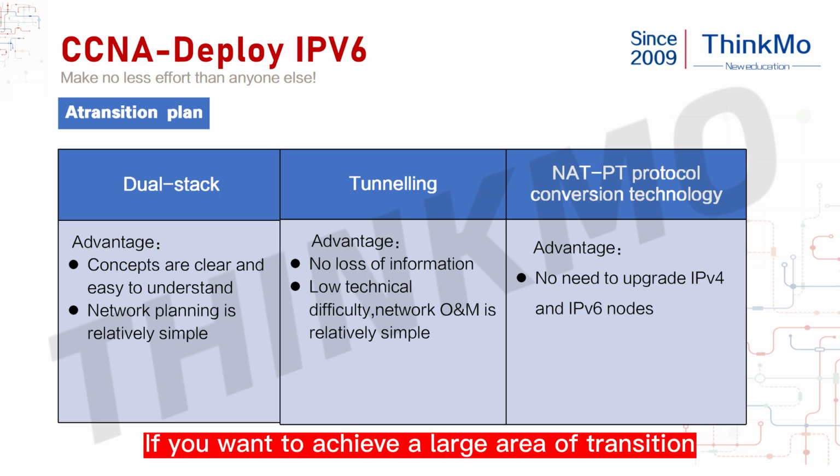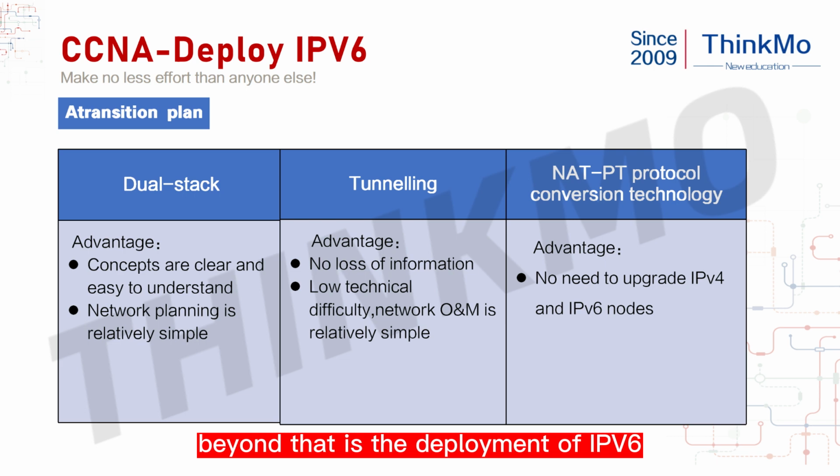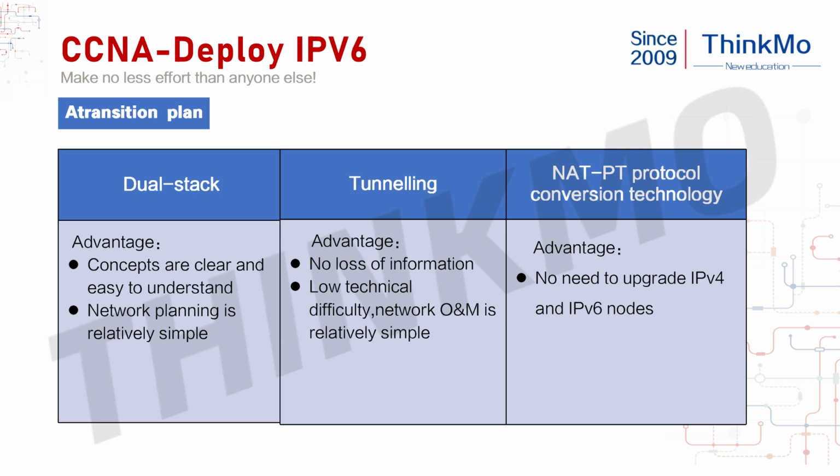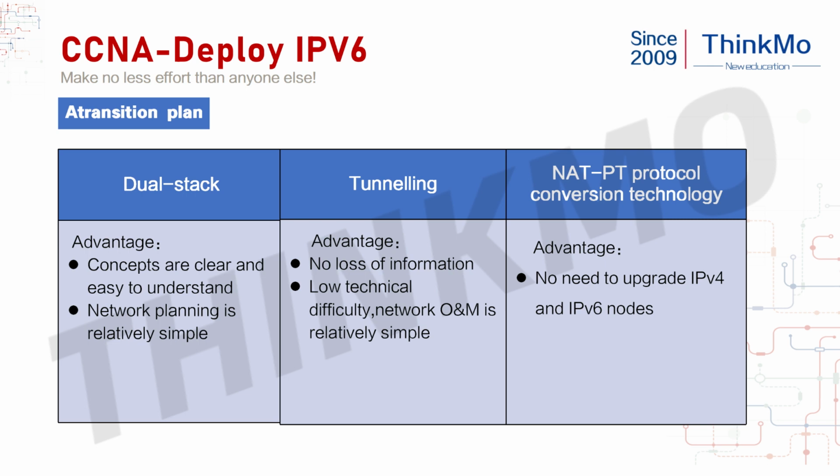If you want to achieve a large-scale transition to IPv6, first, on the cost side, there are certain considerations. Beyond that, at this stage there aren't a lot of application features that require IPv6. If you make the transition to IPv6 now, it is more troublesome. So we want a slow transition, where IPv4 and IPv6 networks both exist.